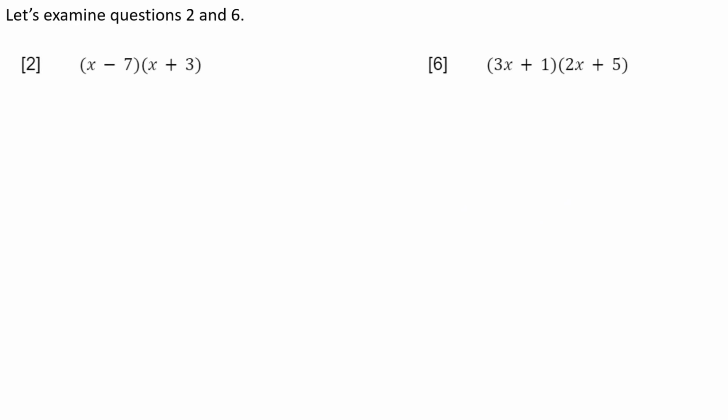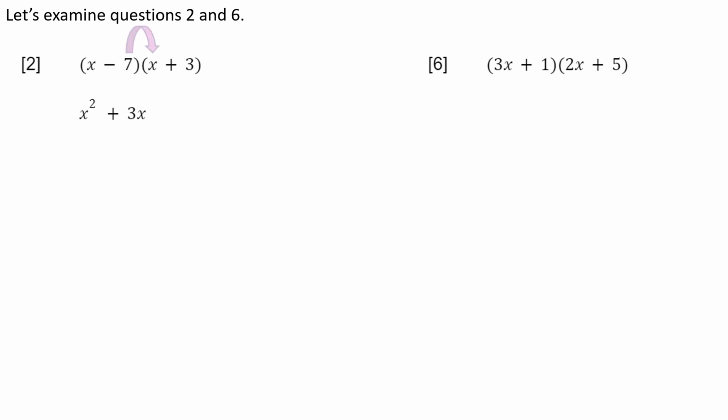So I'm going to take a look at 2 of the questions. I'm going to take a look at question 2 and question 6. And of course, I'm going to use FOIL. So first, I have to look at the first term inside each set of parentheses. X times x, that's going to get us x squared. Outer. So I'm going to look at the terms that are closest to the outer parentheses. X times 3 is 3x. Notice I put a plus sign there because there's a plus on the 3.